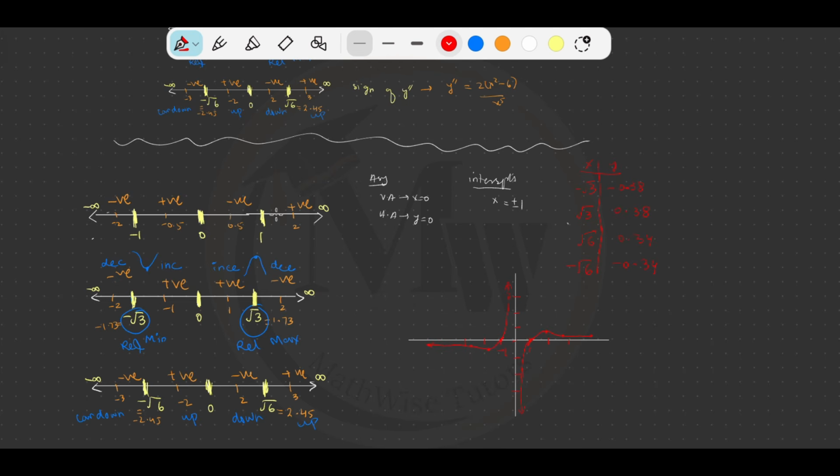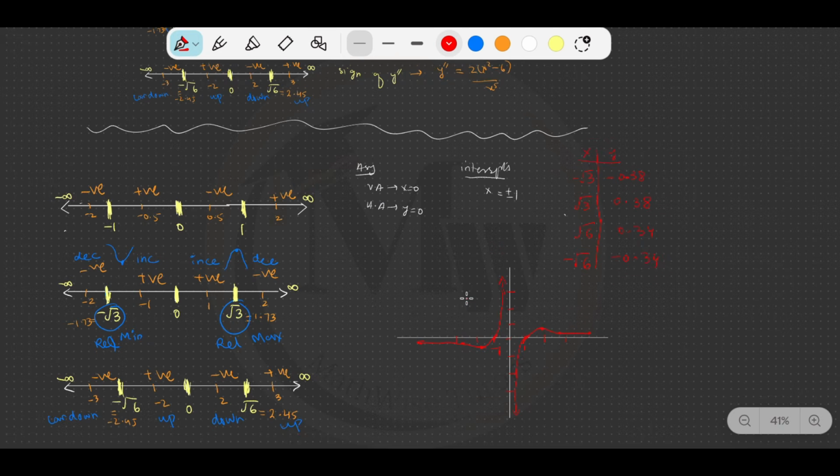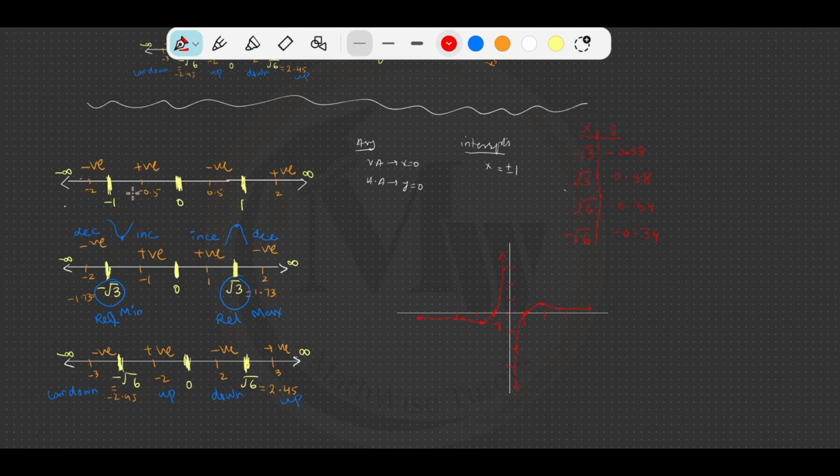After that, this is positive, so it's positive. So according to this, I draw the positive and negative. According to this, I notice the maximum and minimum. See, this is the maximum point, this is the minimum point, and here it is concave down, up, down, up. So this is the whole graph, and these are the points that we identified to make this graph.